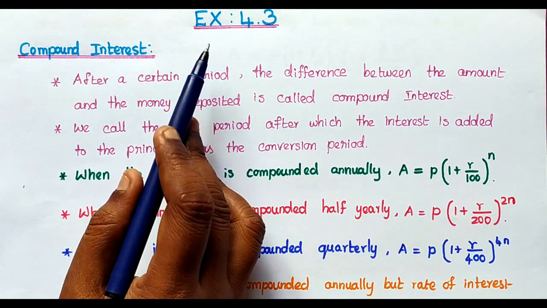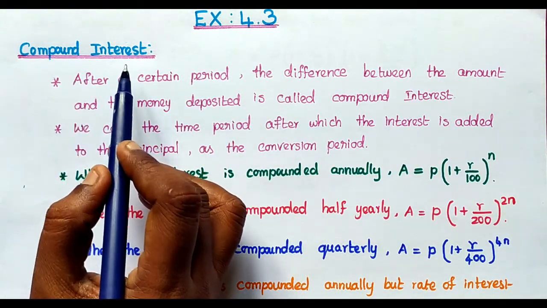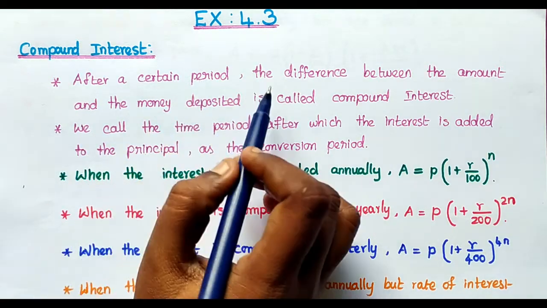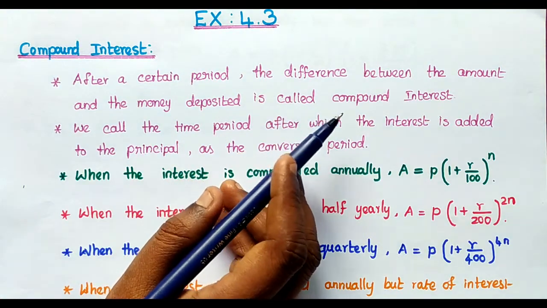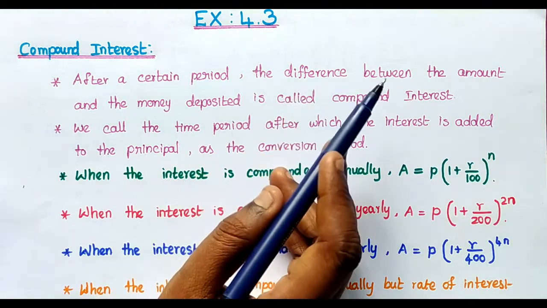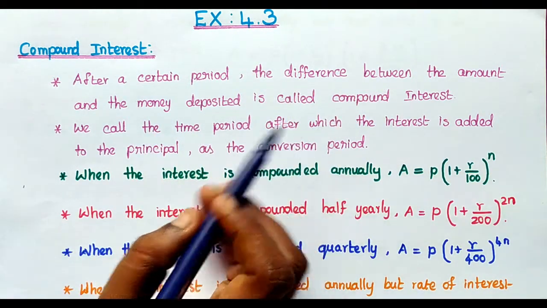Look at this exercise 4.3. We discuss about the compound interest. After a certain period, the difference between the amount and the money deposited is called compound interest.